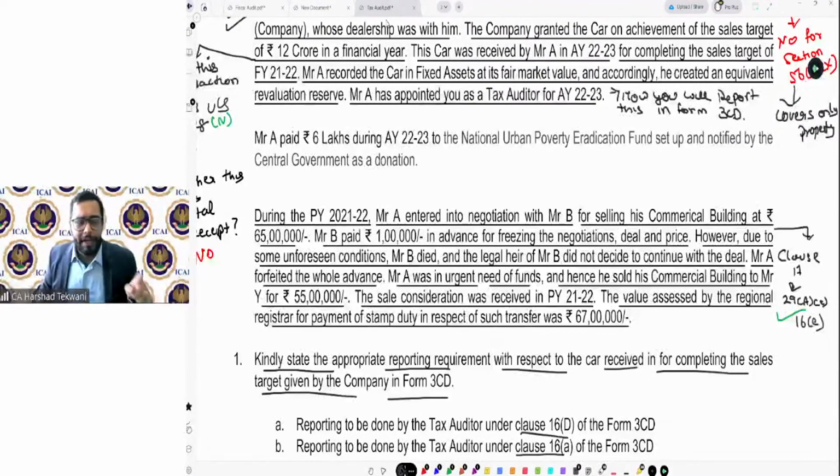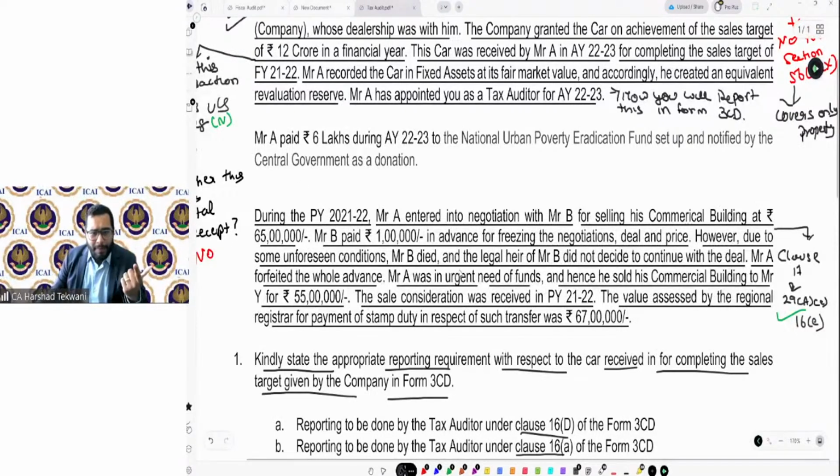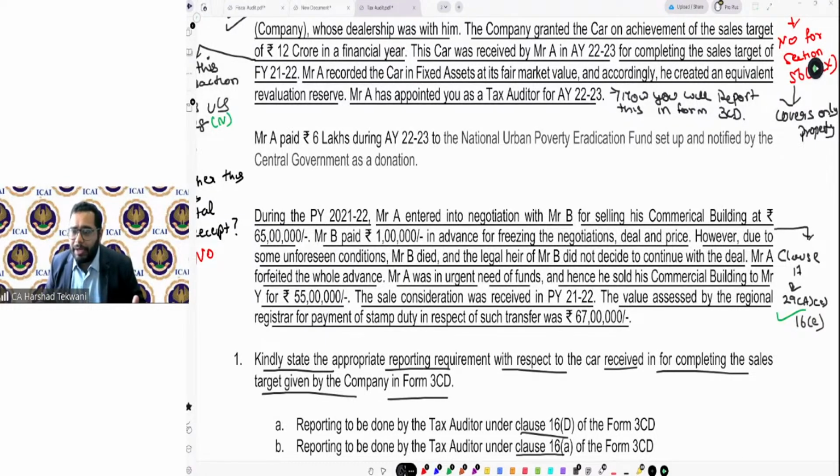And if I have forfeited the amount of 1 lakh rupees and have not credited it to profit and loss account, then I need to understand whether it's a capital receipt or revenue receipt. It will be a capital receipt, and accordingly, again, it will be under 16E. So I need to report 17, 29AA and 16E. There will be three clauses where this particular transaction will be reported. Clear? Any doubt?